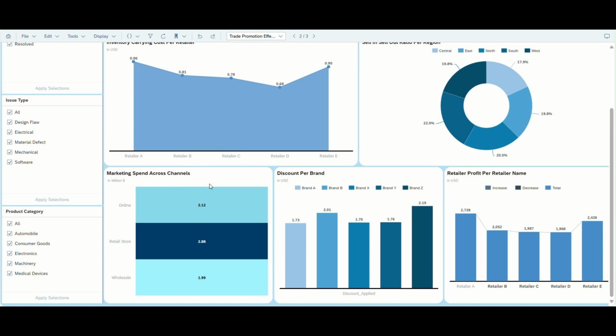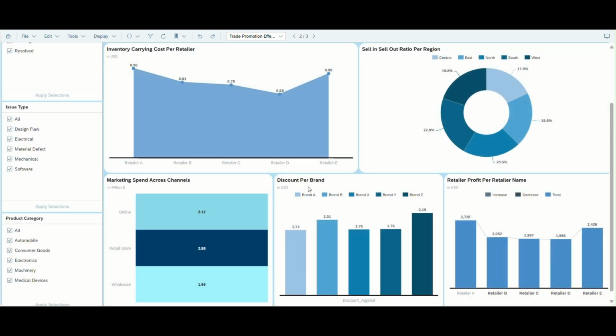And speaking of value, we spotlight discounts per brand. This is where brand managers zoom in. Are you over-discounting a product that isn't selling? Or is a moderate discount driving huge volumes? This chart helps you answer both and optimize pricing for profitability, not just volume.